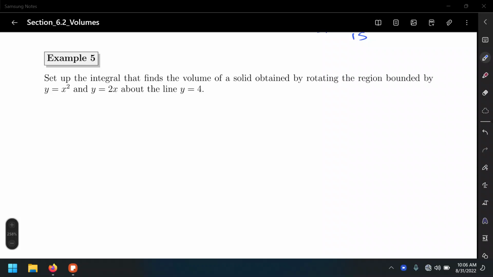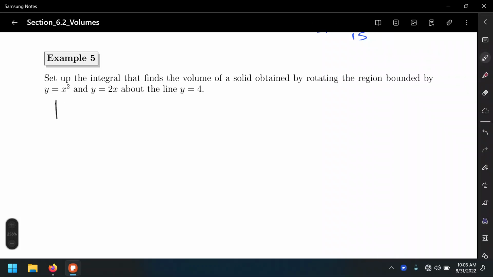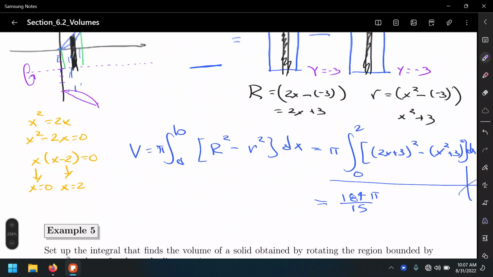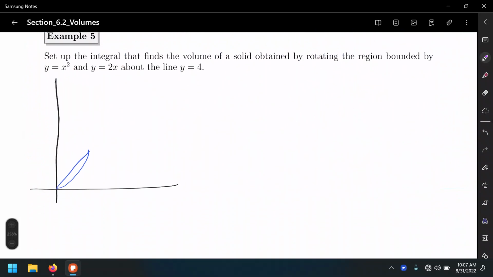For the next example, which is the same region of rotation, what are we going to have? It's important to first plot the graph. And what do we have? The diagonal line y equals 2x and the parabola y equals x squared. However, notice in this case we are not rotating about the x-axis or the y-axis. Instead, we are rotating this region about the line y equals 4.